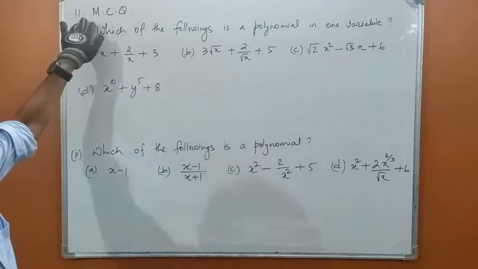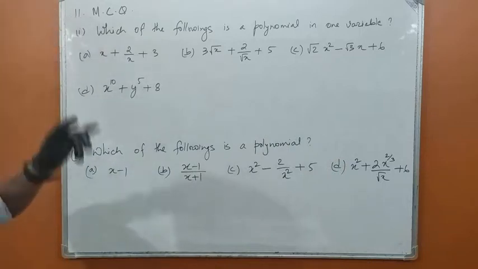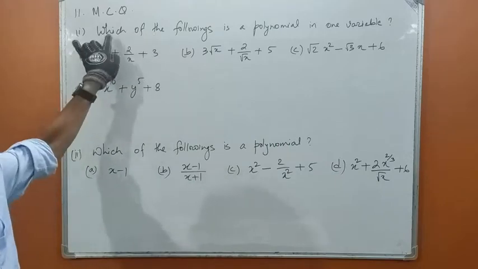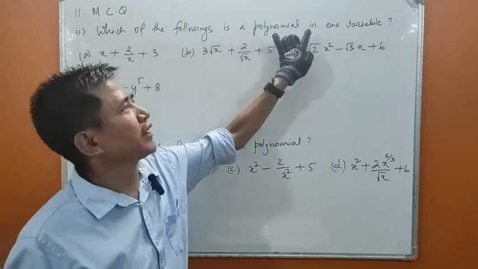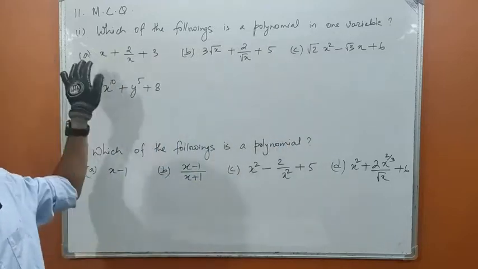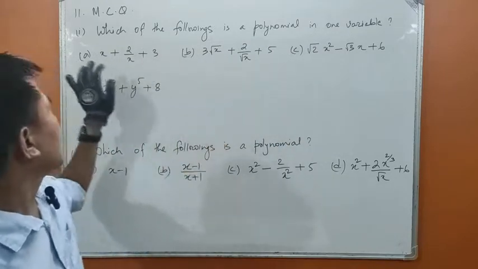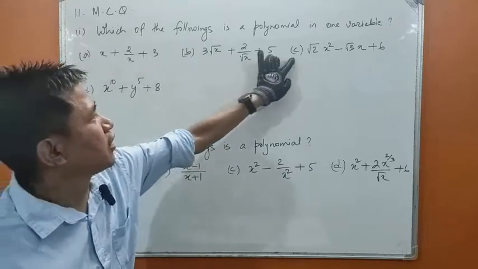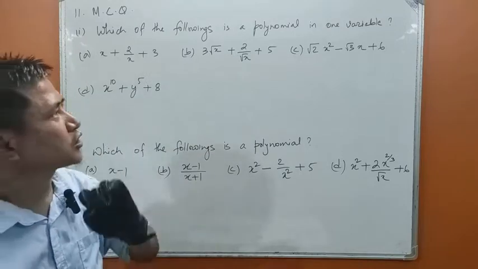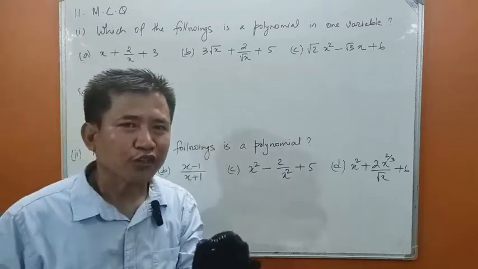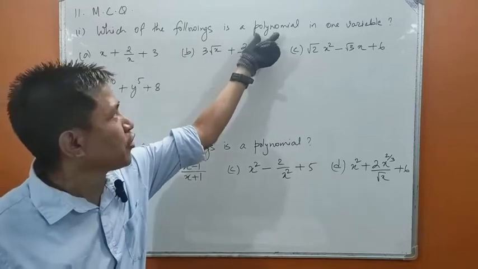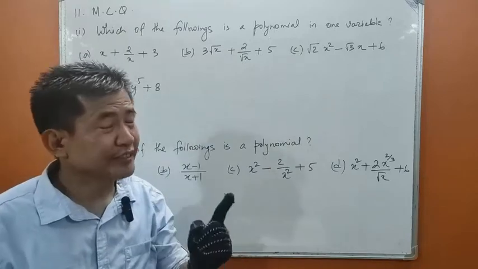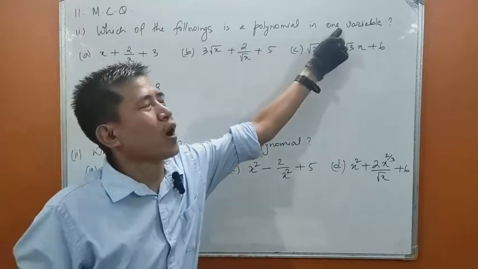Let's begin. Question number 11. I have already copied the two questions, 1 and 2. Number 1, let's begin. Which of the following is a polynomial in one variable? We are provided with four options: option A, option B, option C, and option D. Among these four options, we are asked to identify the polynomial in one variable.